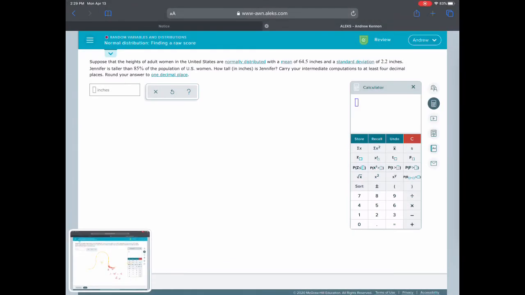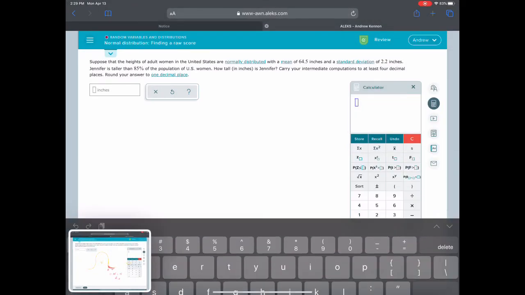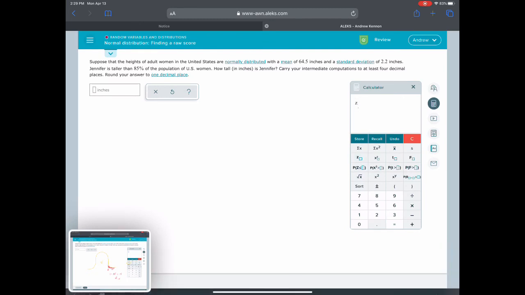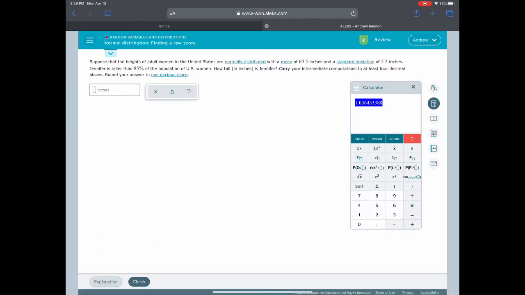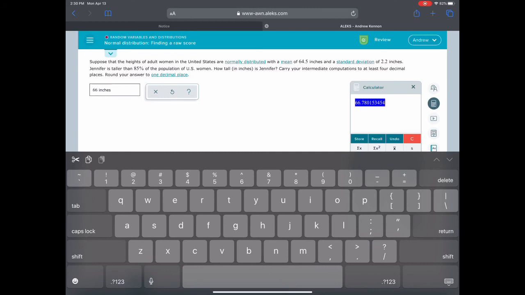All right, so let's go do that. I'm going to do z of 0.15 and get my z-score that goes along with that. Now we go back to the formula x equals the mean plus the standard deviation times z. This is my z-score that goes along with 0.85. So I do that times my standard deviation, press enter, and then plus my mean, 64.5. And this would be the height that Jennifer would be to be taller than 85% of the U.S. population of women.